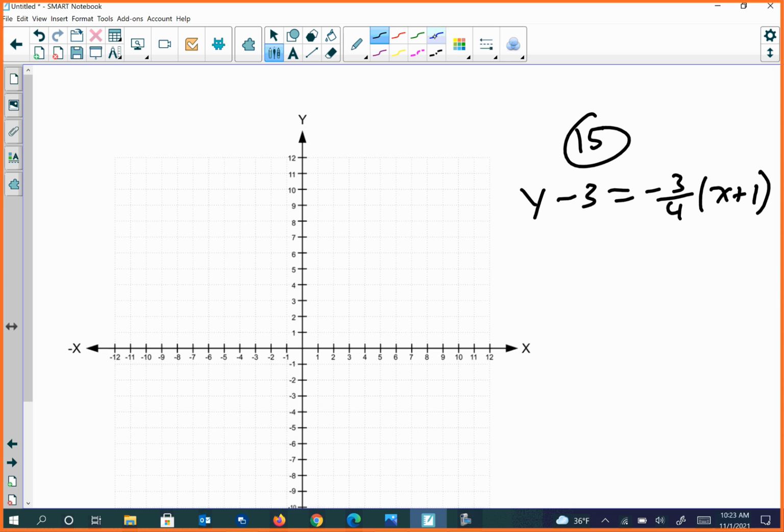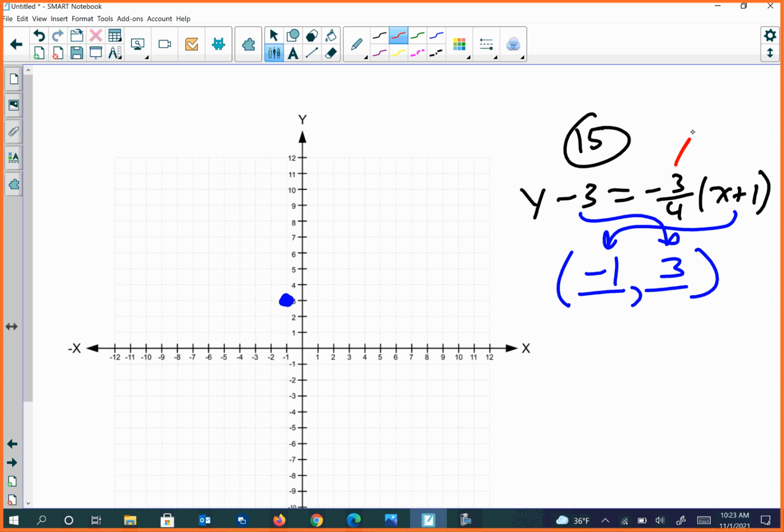Okay, go through our three questions. Are X and Y on the same side? No. Can we identify the y-intercept and the slope? No. Are there parentheses? Yes. There's parentheses. We're going to have to figure out the point. So that's opposite sign, so it's -1. This is opposite sign, so it's +3. So -1, +3 is right here.